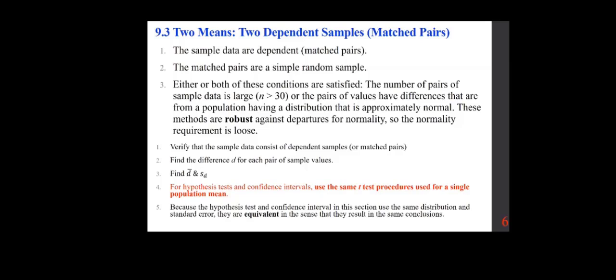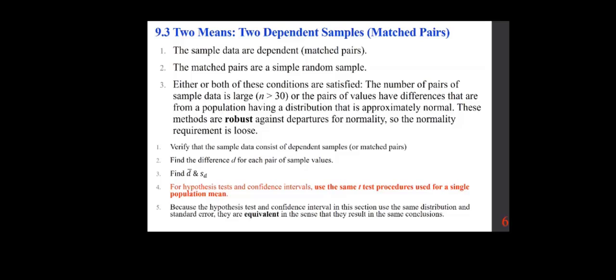So we find d bar and s sub d, and for hypothesis test and confidence interval, use the same t-test procedure used for a single population mean. I can't emphasize this enough. In essence, you make that a simple population mean.